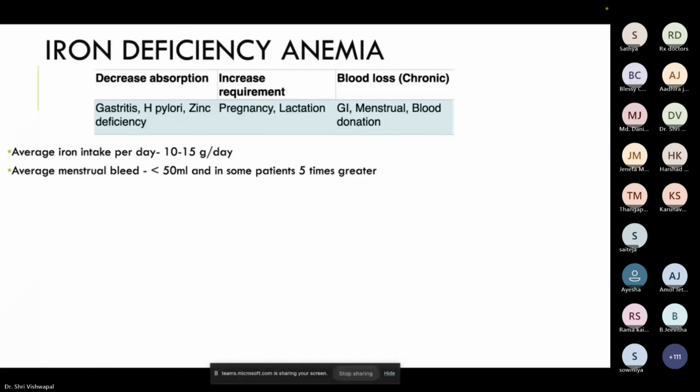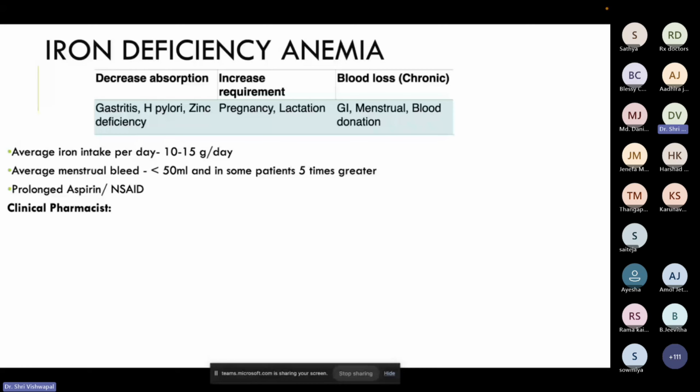The average intake of iron per day for a normal person is 10 to 15 milligrams per day. In an average menstrual bleed, almost 50 ml of blood is lost, and in some patients it is greater than 5 times that. This can cause iron deficiency anemia. Prolonged aspirin or NSAID use can also cause iron deficiency anemia, because aspirin and NSAIDs reduce the absorption of iron in the body.